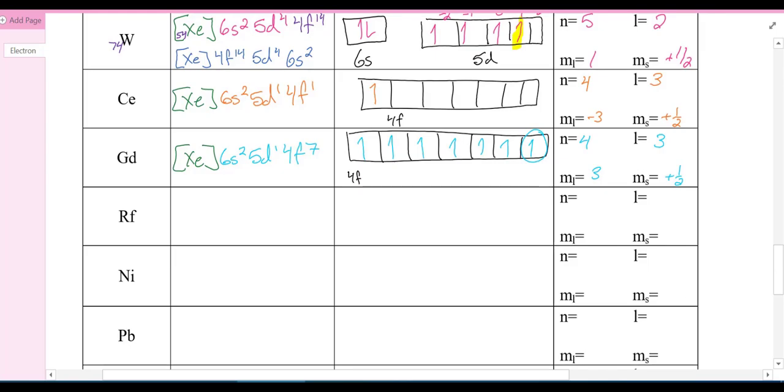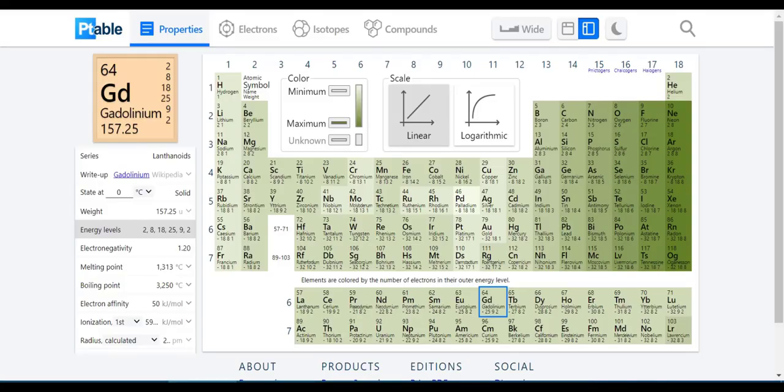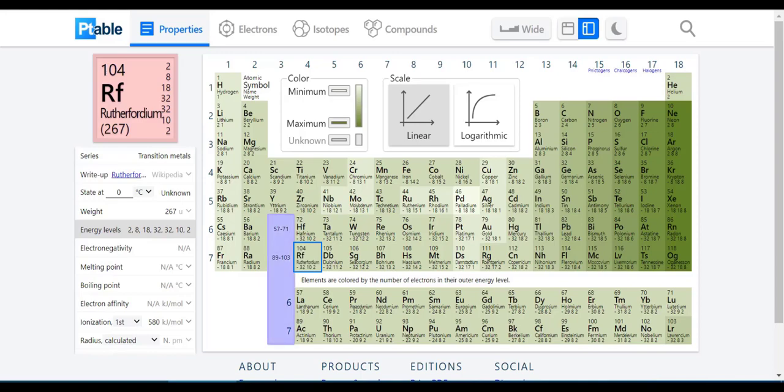Alright, Rutherfordium. Where's that one at? Right there, 104. Alright, so we're going to go 7. You can use radon as my noble gas. 7S2. Then this becomes 5F14, and then the D2.